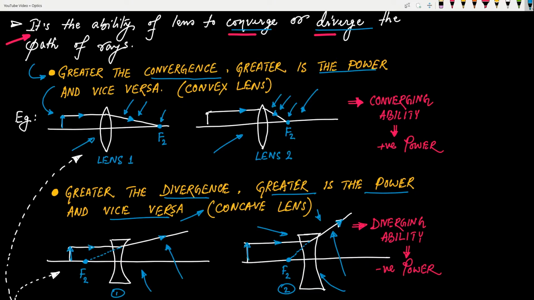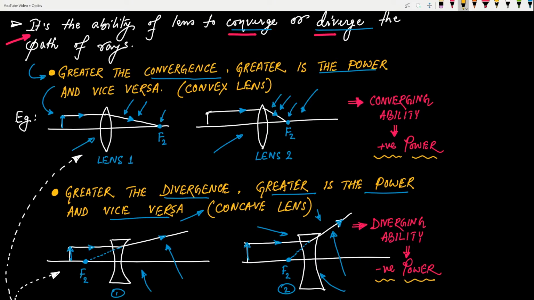I hope this is clear. So this is all about the fundamental concept of power. Now let's understand one thing, that the converging ability of a convex lens is denoted by positive power, and the diverging ability of concave lens is denoted by negative power.